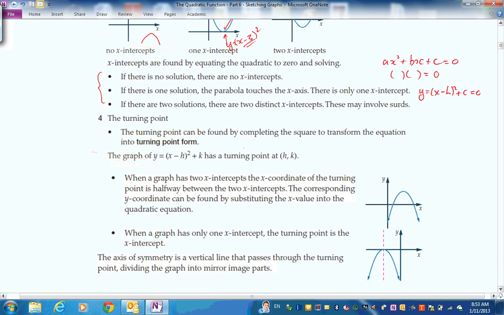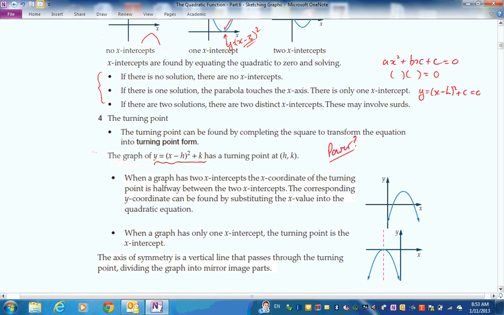What about the turning point? Hey, that's sort of where we started, with a translation of x squared by h in the x direction and k in the y. Can you do it? Do you have the power to put functions into a perfect square form? Might have to go back and revise that. That was the last presentation, if you remember.